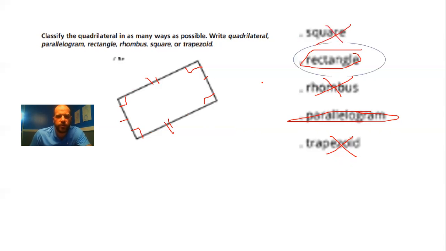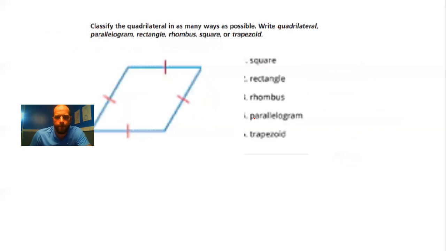All right, last one. Let's check it out. Ooh, so this one already has our lines up. There's no right angles. Oh, they are all the same length too, because they're all one line. So since they're all the same length, this is a rhombus. It's a parallelogram because it has two pairs of parallel lines. It is not a trapezoid. It's not a rectangle because there's no 90-degree angles, and it's not a square.